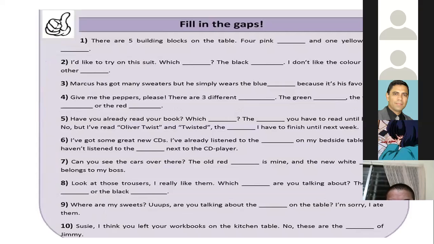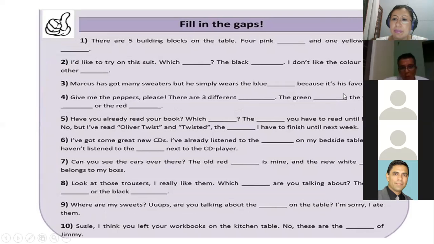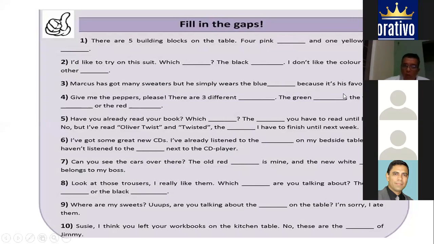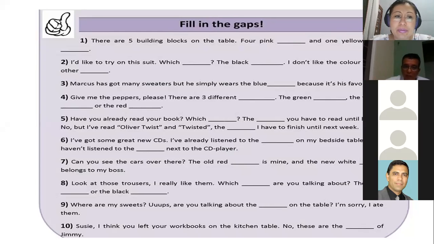Okay, very good. So I will show you these 10 sentences, and I would like that you can tell me voluntarily, you can choose one, and that you can give the right answer, okay? So I'll give you 1 minute to think about. Les doy un minuto para que la vean y piensen cuál sería la respuesta. There are 5 building blocks. Okay, when you're ready, you let me know.